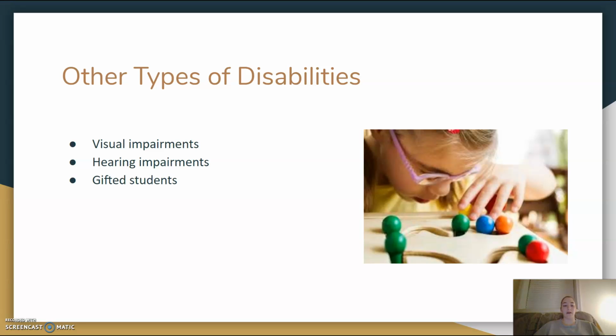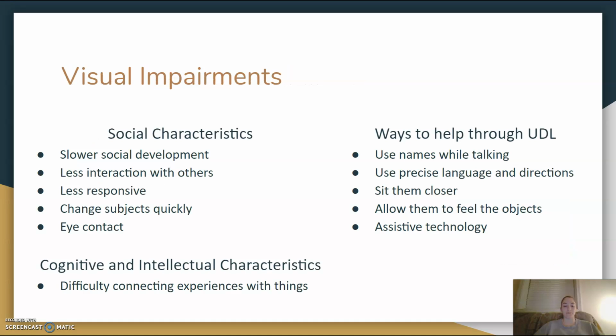Some other types of disabilities would be visual and hearing impairments, and then gifted students. Visual impairments: they have slower social development, less interaction with others, they're less responsive, eye contact is a problem, and it's all just because they might not be able to see very well. They might also have difficulty connecting experiences with things, because they can't physically see or tell what a car might look like. They have to learn how the world works and what the world might look like in a completely different way than what another person who can see would.